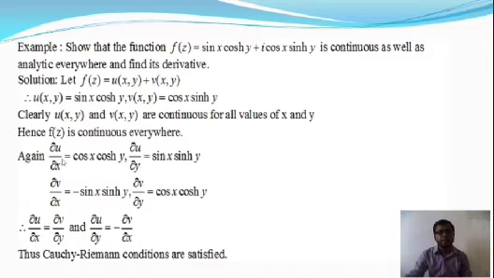Okay, so here del u del x is equal to cos x into cos hyperbolic y. Why is it cos x cos hyperbolic y? If we differentiate u with respect to x, cos hyperbolic y is fixed, so we only differentiate the function sin x. The derivative of sin x is cos x, so cos x into cos hyperbolic y.